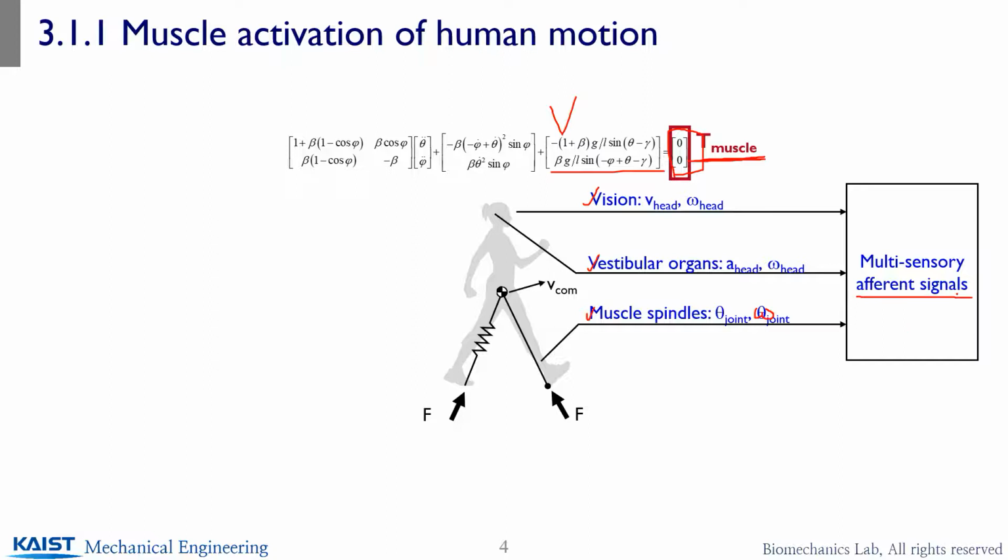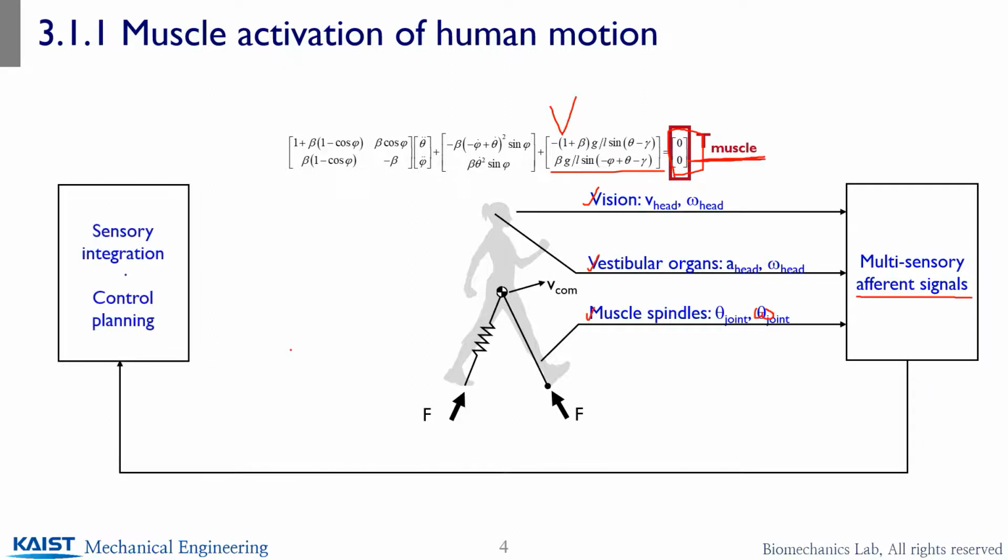Those sensory signals are sent to the brain through the afferent nerve signal and collected at the cerebellum and cerebral cortex to integrate those multiple sensory informations and figure out our current body status and compare it with our task desire.